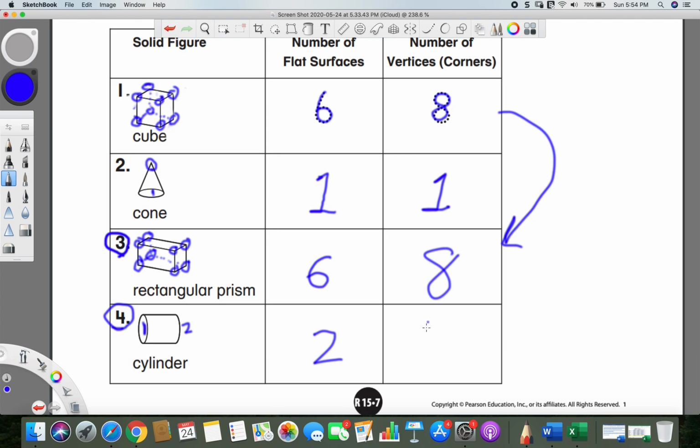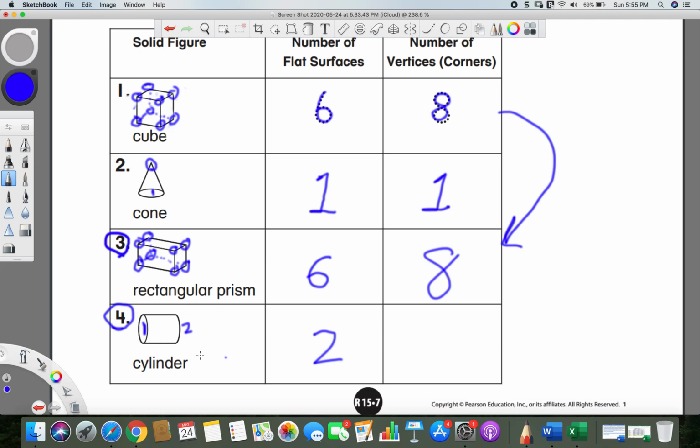Now, next part is the corners. How many corners does this special 3D shape have? Okay, I'll give you guys just a couple seconds. All right, I think that should have been long enough. If you need more time, hit the pause button. If you have your answer written down, let's go over it.